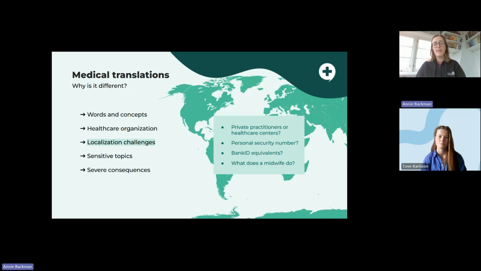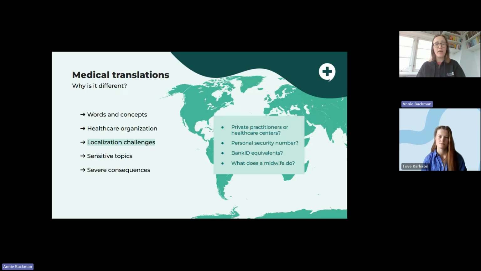And in healthcare, the organization looks very different in different countries. For example, some countries have private practitioners instead of healthcare centers. So you go to your own doctor that has his own practice. And that's not the way it looks in Sweden, for example. And that might be mirrored in the text, and you need to adapt that to another market. They don't have personal security numbers everywhere. It's instead maybe an insurance number that should be referred to. Different ways of signing in, like using BankID, is not used everywhere. You need to think of all of these things.